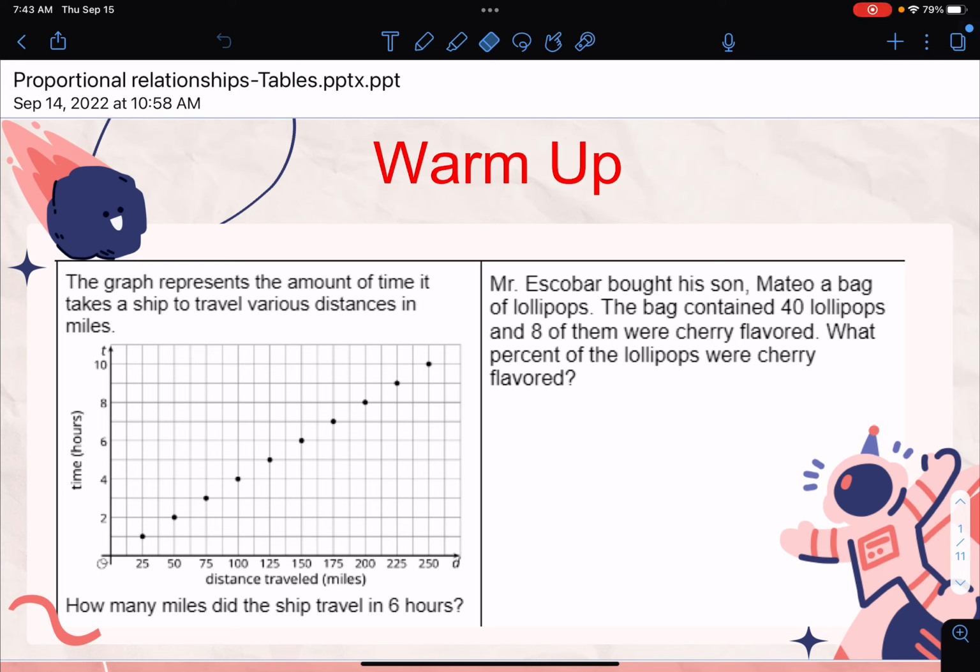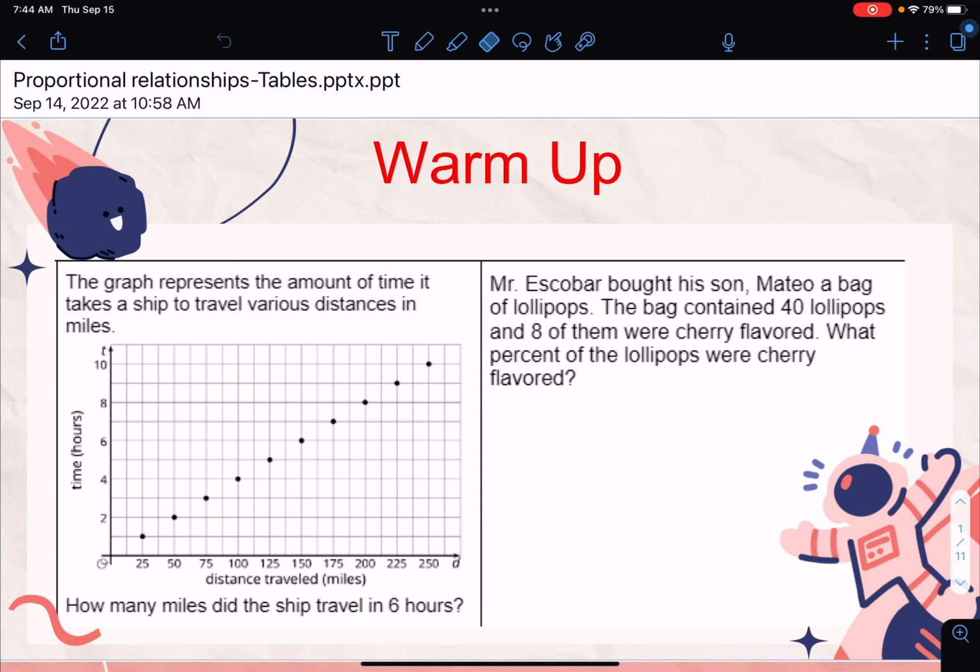Okay, you're going to go ahead and complete the warm-up. The graph that the warm-up is talking about is this one right here. So the first question says, the graph represents the amount of time it takes a ship to travel various distances in miles. How many miles did the ship travel in 6 hours? So use your axes to help you find that 6 hours and to get the second part of your data.